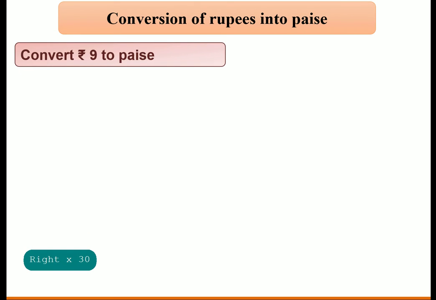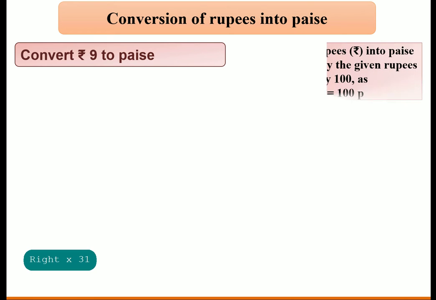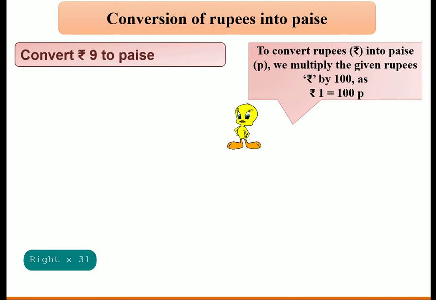Let's convert rupees 9 to paise. Let's see whether you can do it or not. What should we first understand? We must understand that 1 rupee is equal to 100 paise. So, to convert rupees into paise, we multiply the given number by 100, because rupees is a bigger denomination and paisa is a smaller denomination. So, converting from rupees to paisa, we will multiply by 100. Very good.